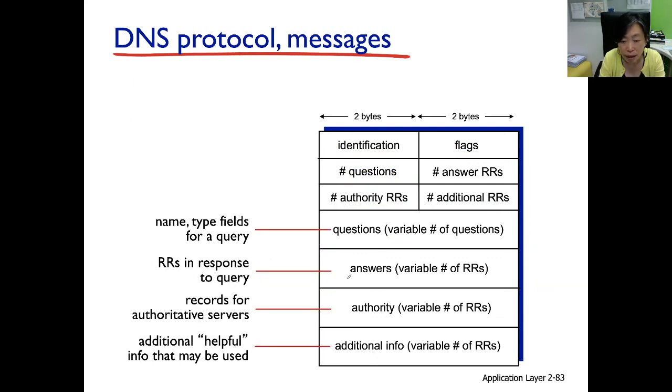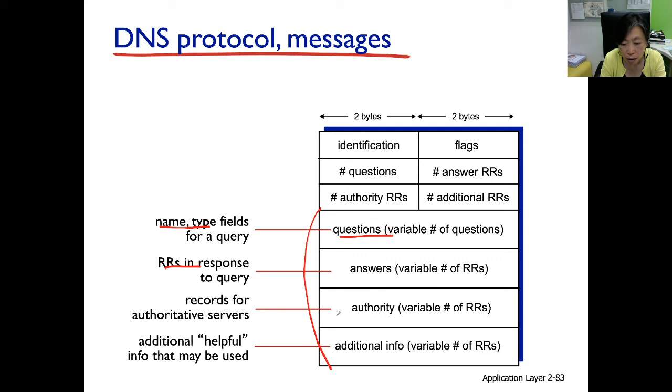And next, let's focus a little bit more on the data part. In the question fields, you will only see the name and type in a query. That's all. There's no value, there's no TTL. In the answer entries, however, you see the full RR, the full resource records.